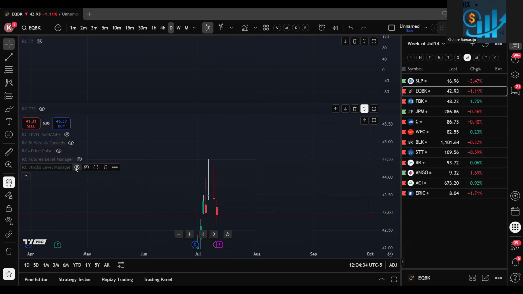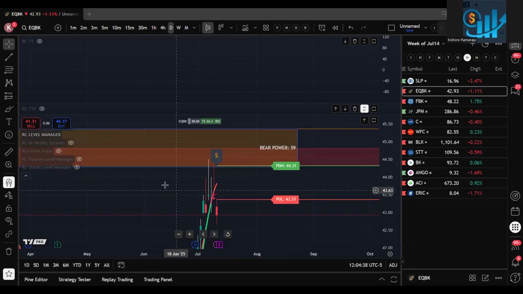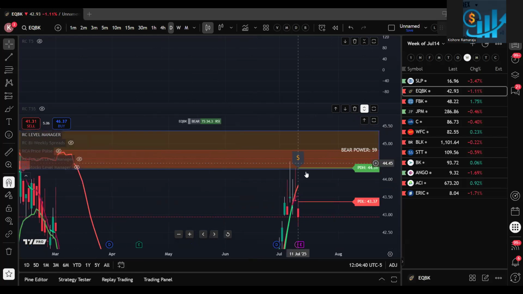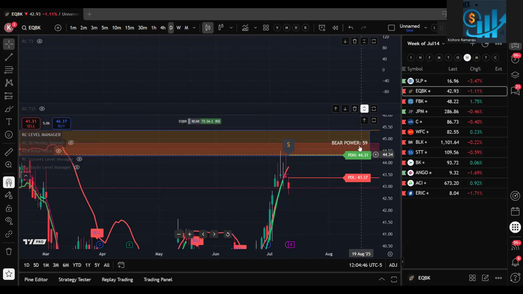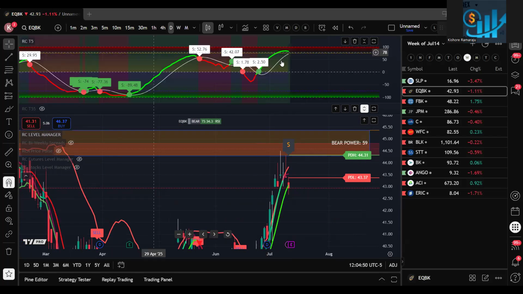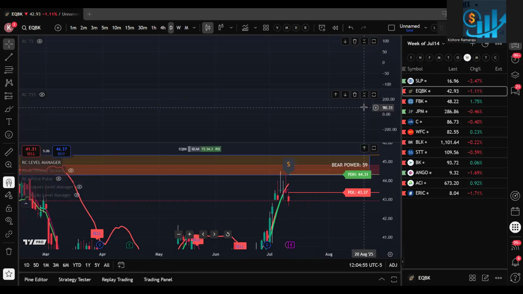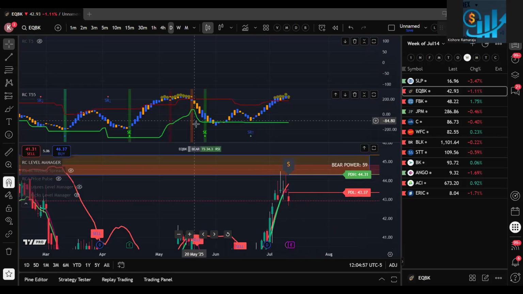Now if I go to RC level manager, it is telling that you are at a swing. You got a swing sell. There is a lot of bear power close to 59. So now your T5 is telling it is overbought. Your T55 is telling it is overbought. It went all the way from the bottom. It went to the resistance. You can see the dots. At any point of time, there can be a huge drop.